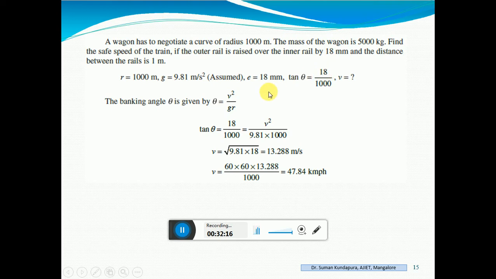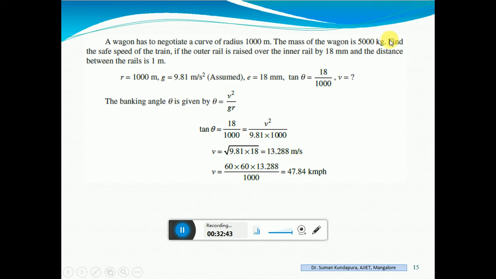Okay. I also know the formula: tan theta is equal to V squared by GR. Correct? Our original formula, tan theta is equal to V squared by GR. G is 9.81. R is the radius of the curve, that is 1000. Curve radius is 1000. So substitute here. V you do not know here, it's not given. So using this given data, I'll find out what is the velocity.